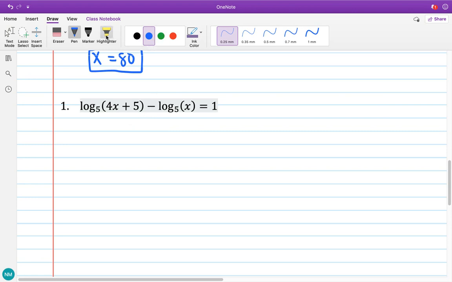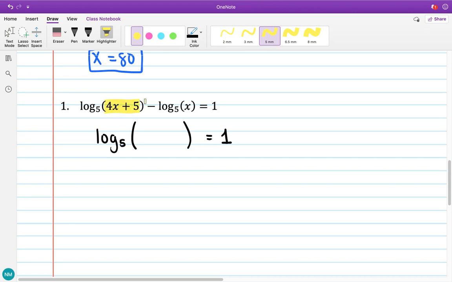So what do we know from our properties that minus does? When we subtract, what are we going to do with the stuff on the inside? Well, we are going to divide. So I'm going to change this to log base 5 of, I'm going to keep that equals 1. So this divided by this. So I'm going to get 4x plus 5 divided by x. Because of that minus, I divide.